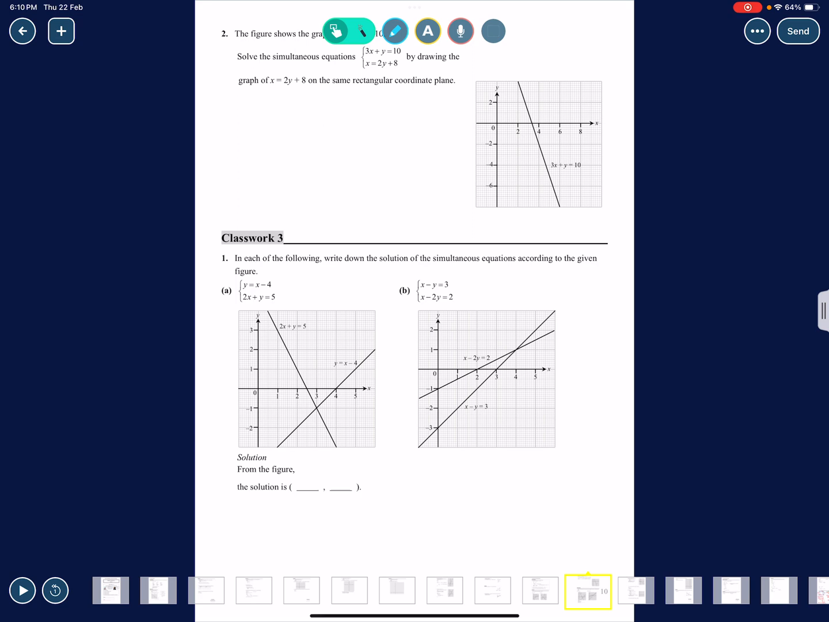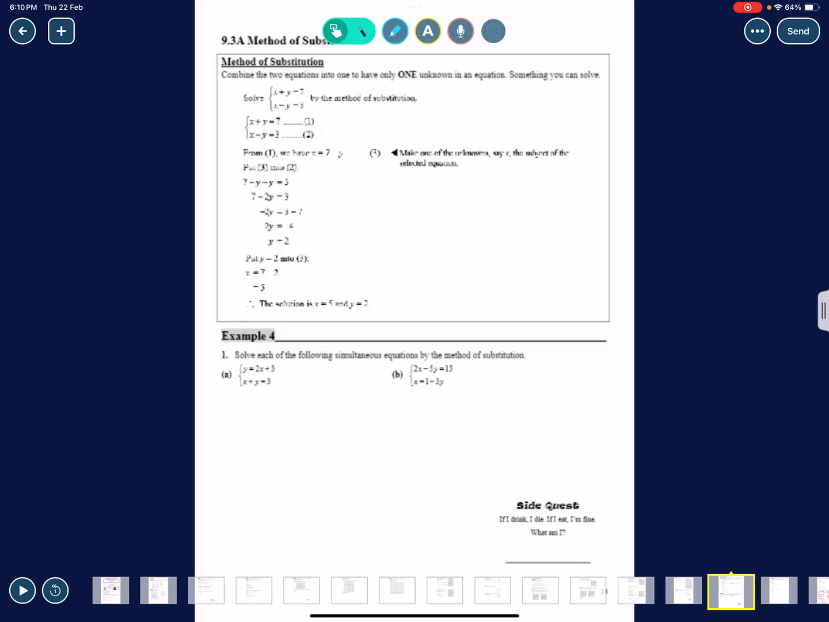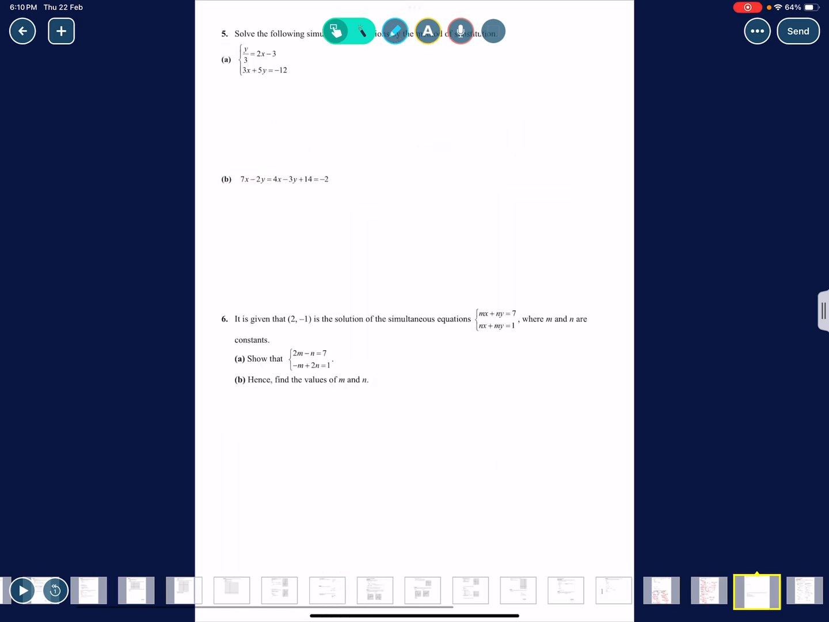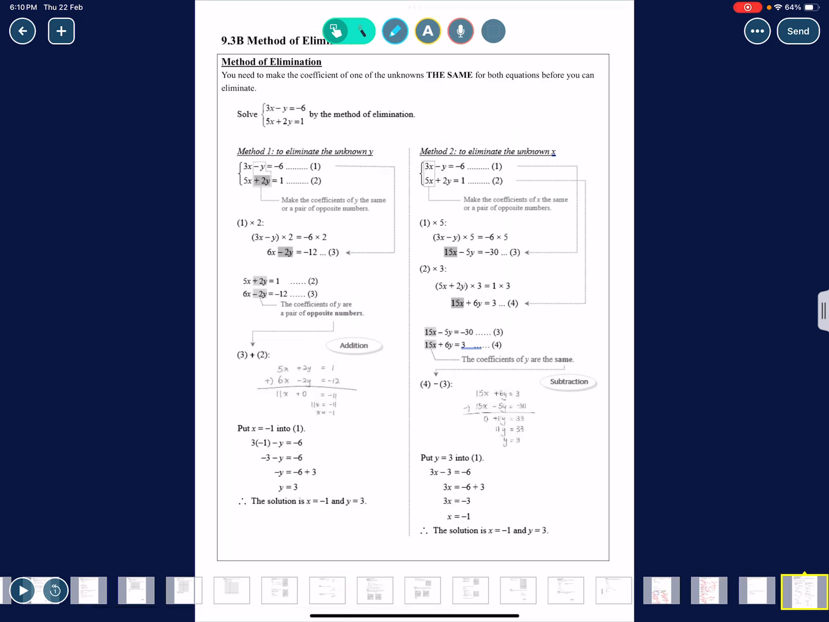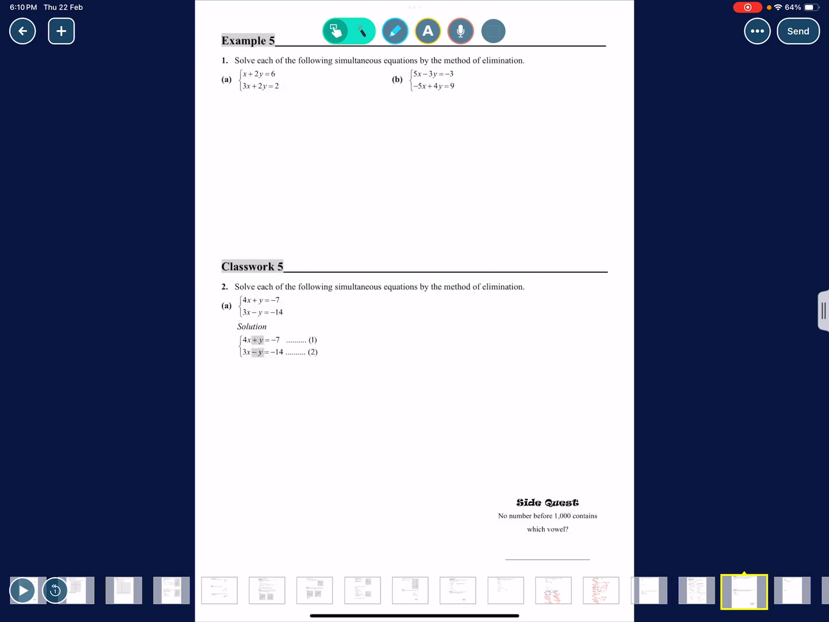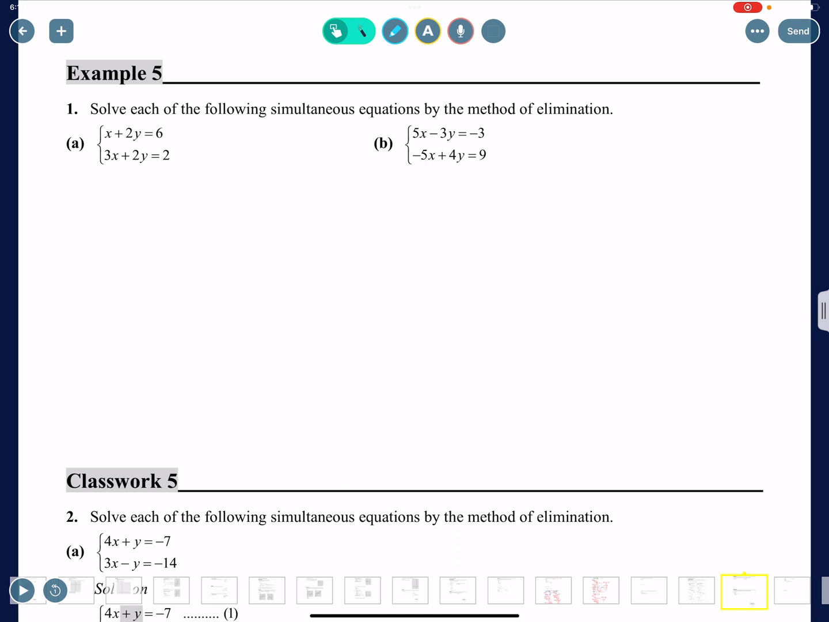Hi guys, this is on method of elimination, the method I don't really use in high school. But I have to teach you because some questions require you to use this method, which is dumb, I would say. But later on in the DSE and higher forms, you can use your own method, okay?